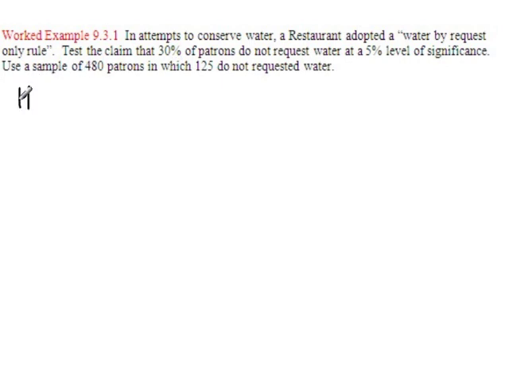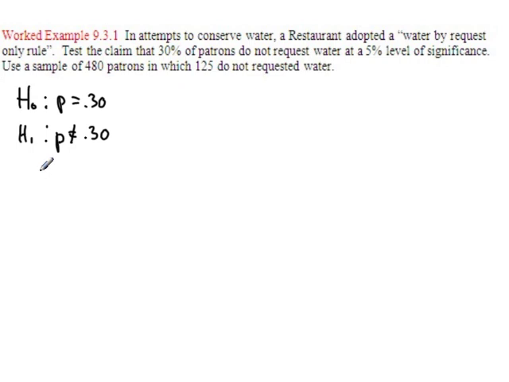So let's start with a null and an alternative hypothesis. The null hypothesis is that the proportion is equal to 0.30 that do not request water. The alternative hypothesis is that the proportion is different from 0.30 that do not request water. So we will test this at a 5% level of significance, and we can use either the traditional or the p-value approaches. So why don't we stick with the p-value approach.